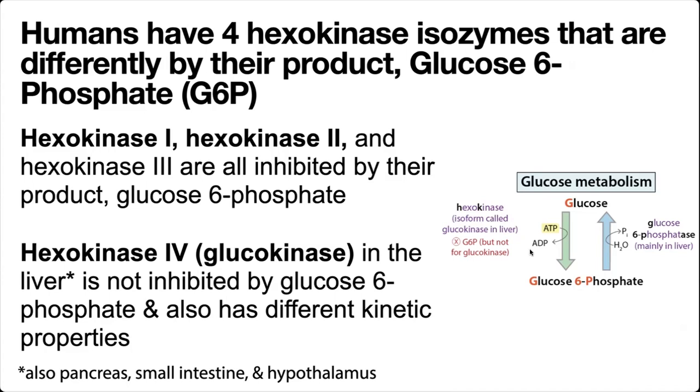Hexokinase 4, however, which is also called glucokinase, is found primarily in your liver, but it's also in your pancreas, small intestine, and hypothalamus. It is not inhibited by glucose 6-phosphate, so it does not have that level of negative feedback inhibition, and it also has different kinetic properties.